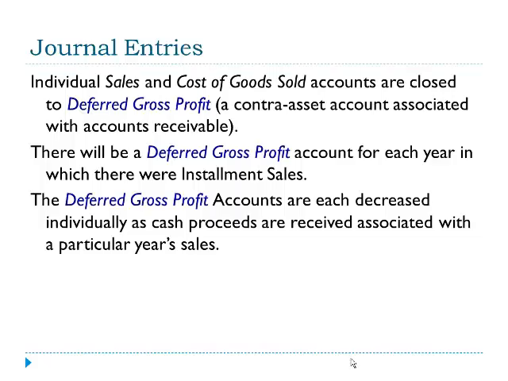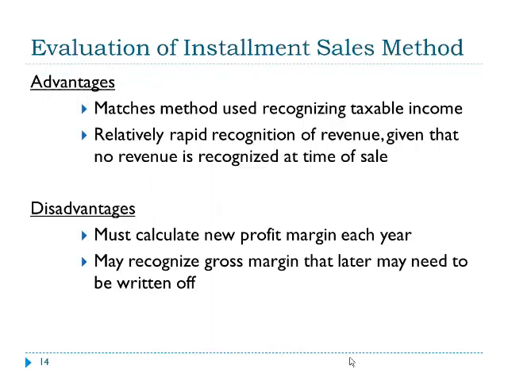The journal entries are going to recognize the sales and the cost of goods sold at the time those sales take place. Those accounts are then closed to deferred gross profit. There'll be a deferred gross profit account for each year in which there are installment sales. Then, at the end of the year, we'll decrease the deferred gross profit account and recognize gross profit on installment sales.